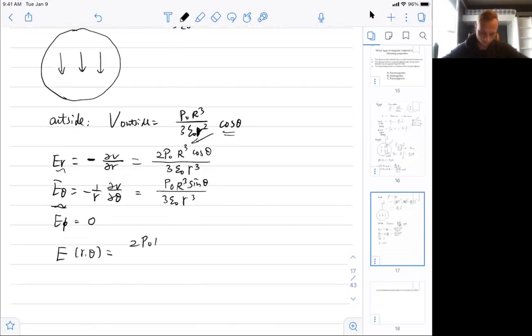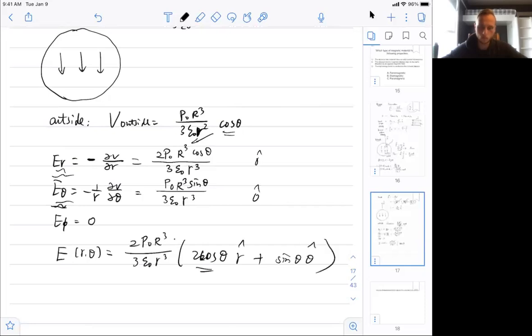So I can write my E this way: P naught R cubed over 3 epsilon naught r cubed, times 2 cosine theta r hat plus sine theta theta hat. Okay. So this is your E for outside.